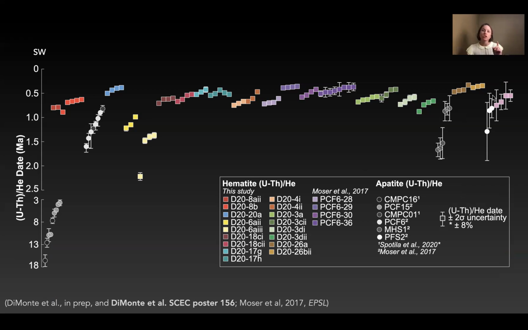For comparison, I'm showing you the available apatite helium data. The apatite helium data comes from the nearby host rocks, and this helps us constrain the ambient thermal history. This tool is sensitive to temperatures on the order of 60 degrees C, and it's helping us bracket exhumation through about 1.5 kilometers, depending on the geothermal gradient.